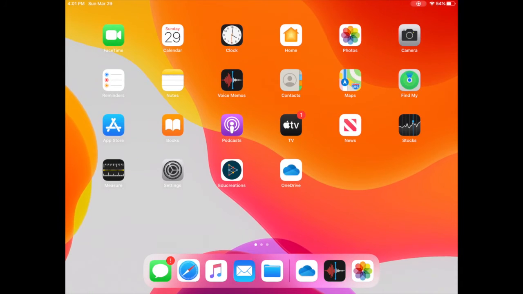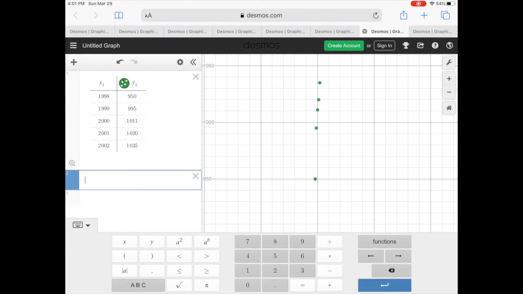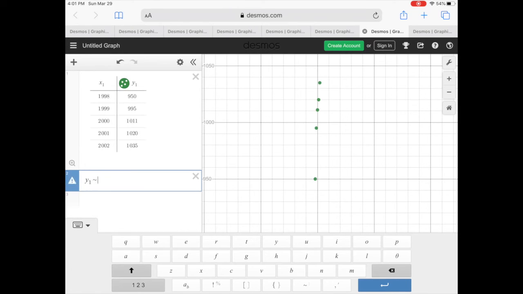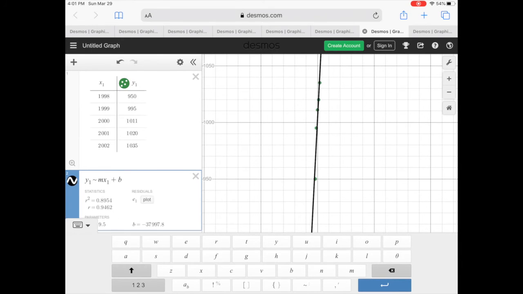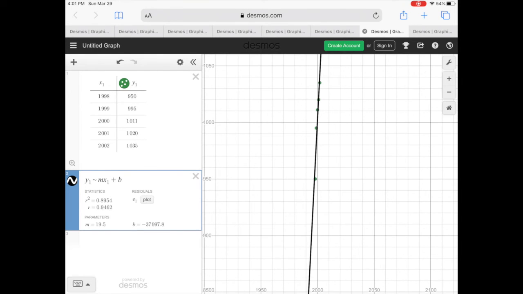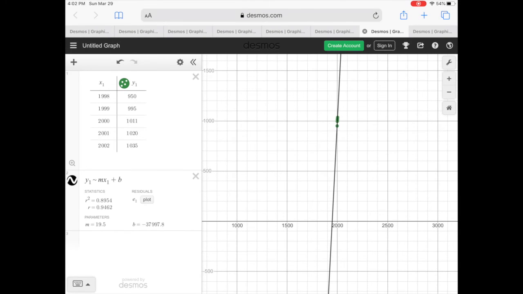So let's go to the first. Here we go. Here's the table. And now we're going to do y1 squiggle mx1 plus b. And here at the bottom of this box, you see that m, the slope, equals 19.5. b, the y-intercept, is negative 37997.8. Let me try to zoom out so that we can see. There we go.